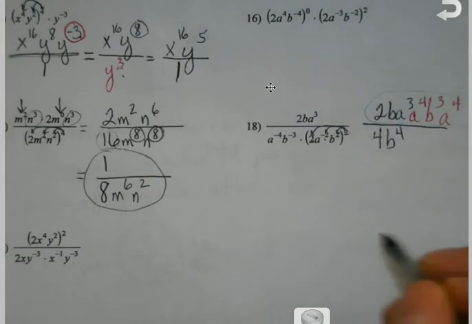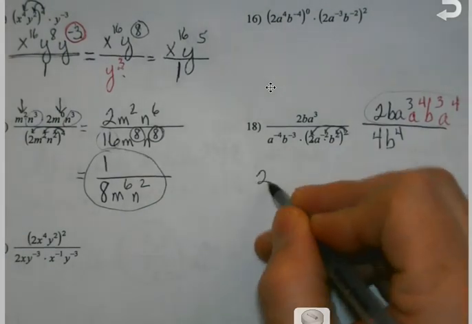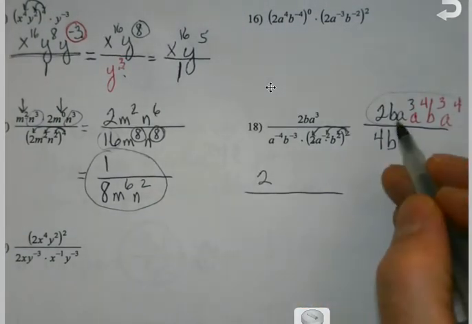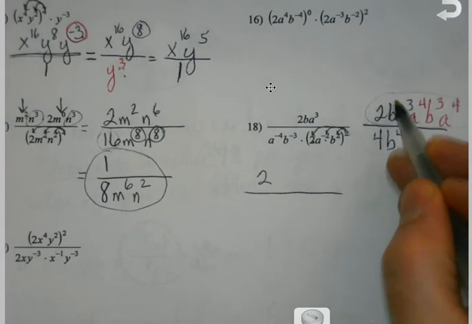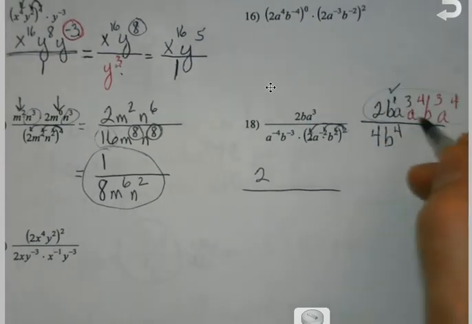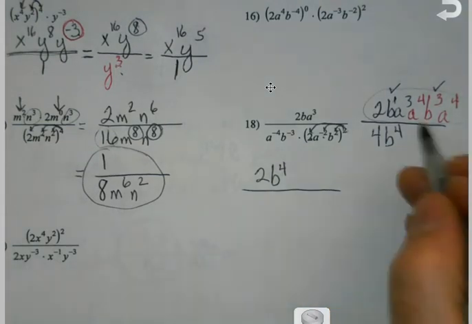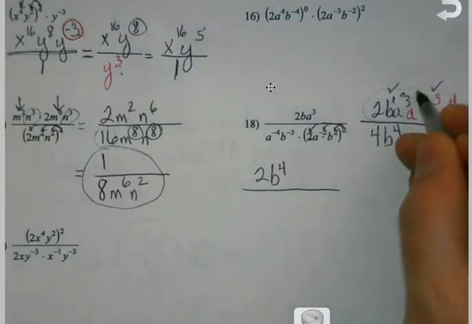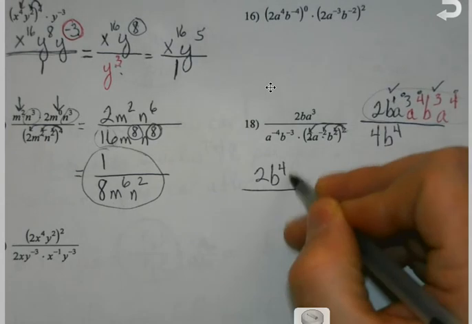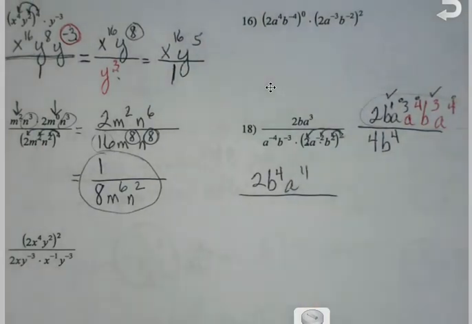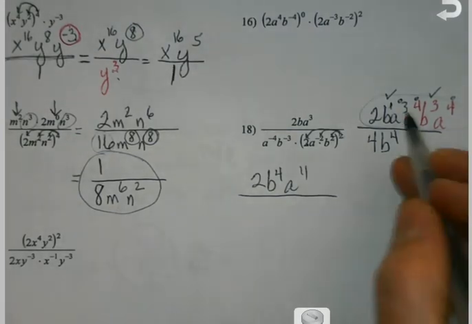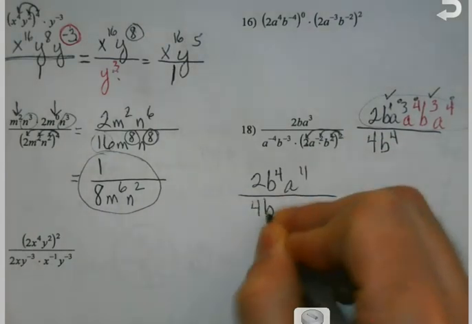There's a lot going on up here. So I got 2, let's see. B's, I got 1, 3 more is 4. Then my A's, I've got 3, and 4 is 7, and 4 more is 11. So we've got our a to the 11. Let me just rewrite this for a second.